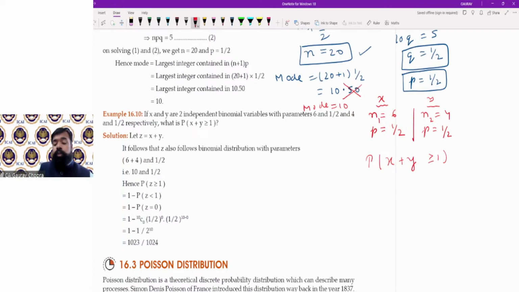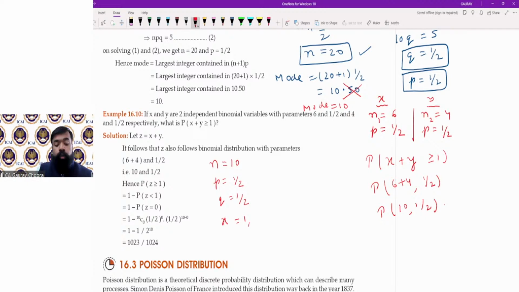Okay, so we have to see what X plus Y is. What will be the parameters of X plus Y? The parameters for X plus Y will be, we can add 6 plus 4, it will become 10, and probability will be half. So 10 and half will become the parameters. So we can write here, number of trials will be 10, probability of success is half, probability of failure is also half, and X is greater than or equal to 1.